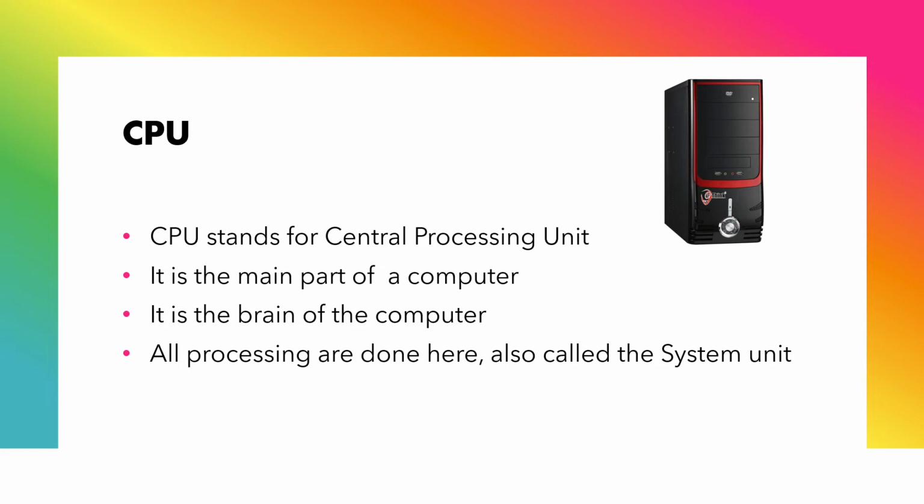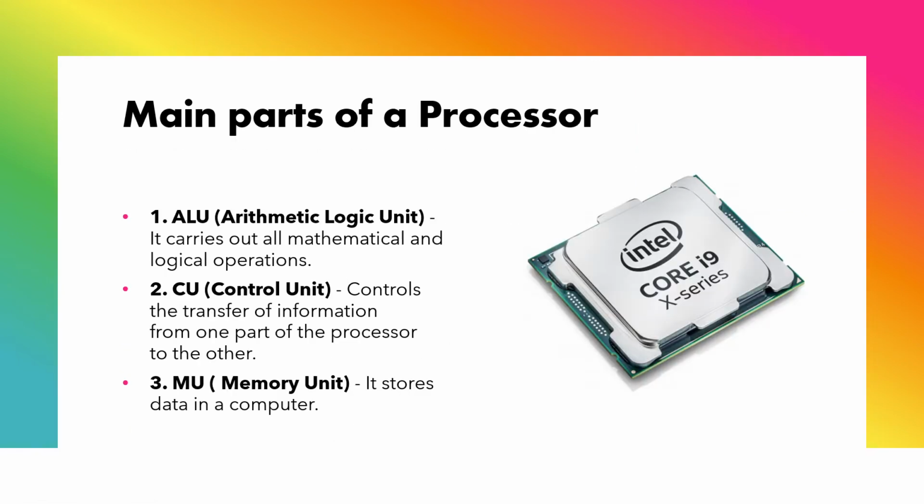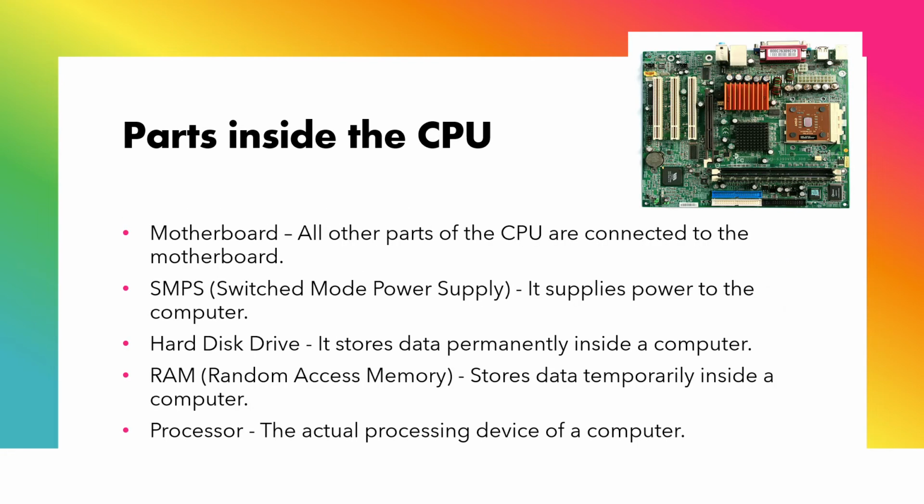Next, if you open the box of CPU, you can see there are a number of things inside it. These things together make the CPU. There is a motherboard. All other parts of CPU are connected to the motherboard. Suppose RAM, it is connected to the motherboard. Then processor, it is connected to the motherboard, and then it is inserted in the CPU.